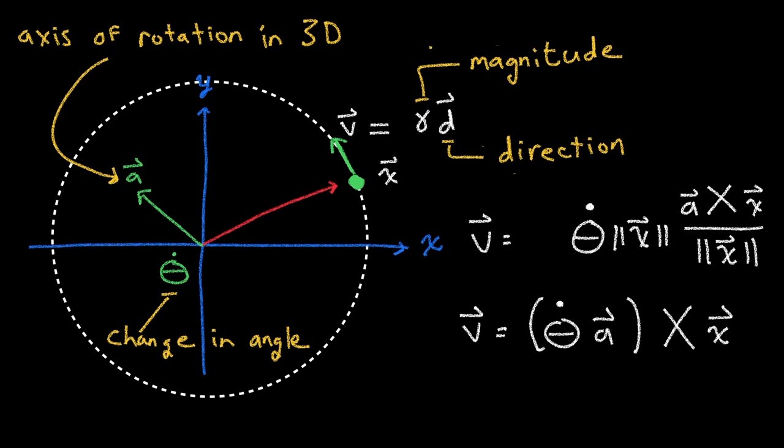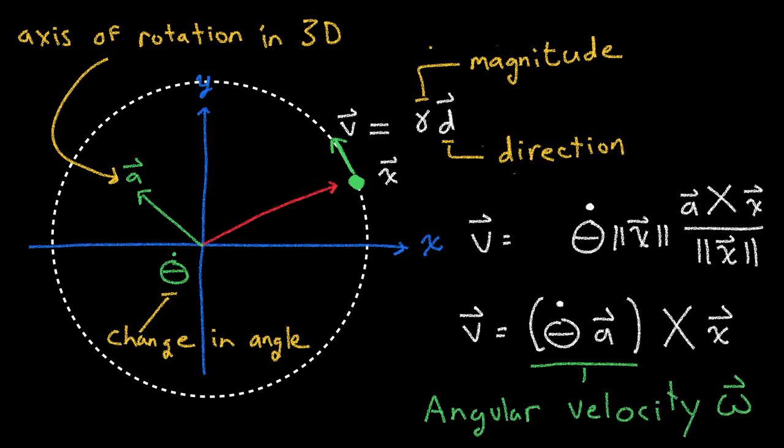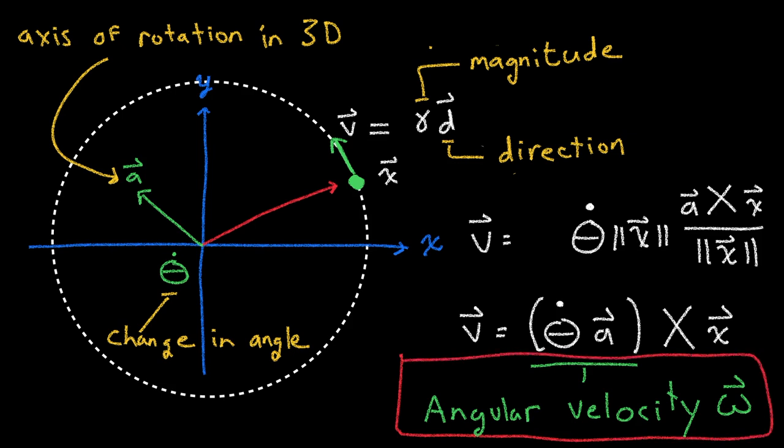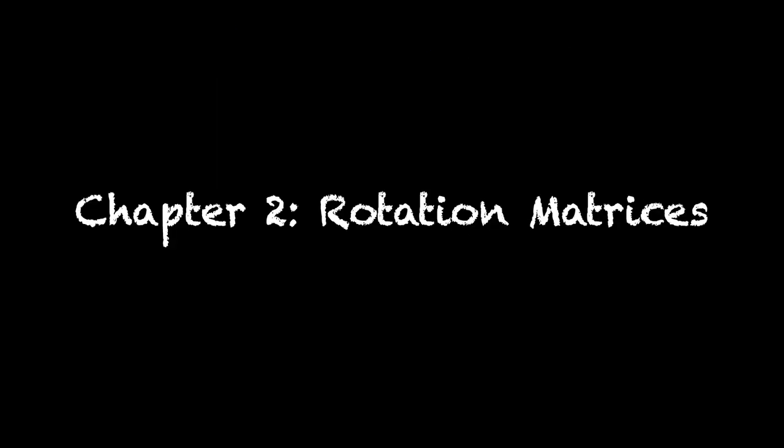What we're going to do is, because theta dot is a scalar, we can group it together with the unit vector a, and we can call this whole thing the angular velocity omega. So the angular velocity vector is a vector that has a direction pointing in the axis of rotation, and the magnitude of this vector is the time rate of change of the angle around this axis. And this brings us to the end of the first chapter of this story. So let's move on to chapter 2.